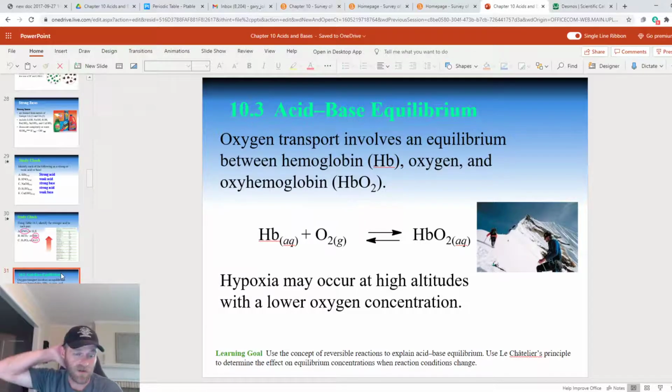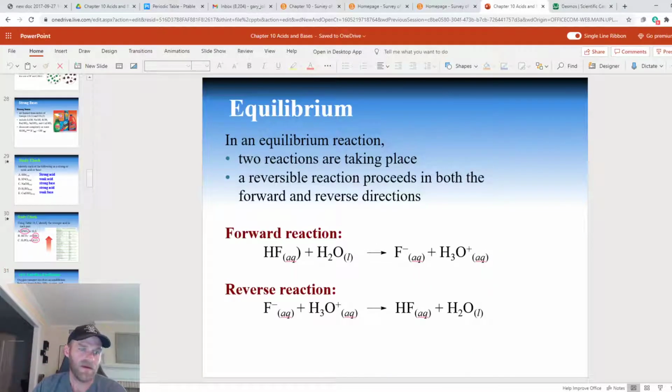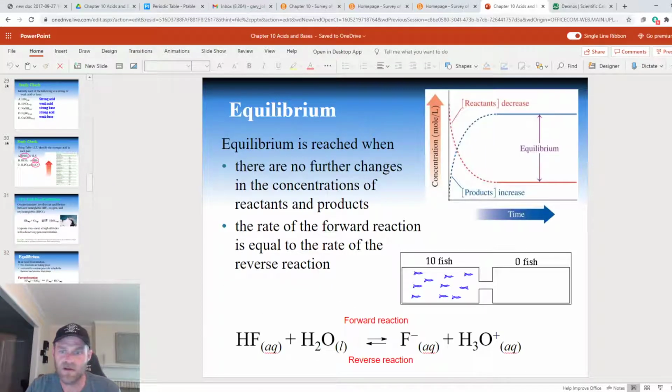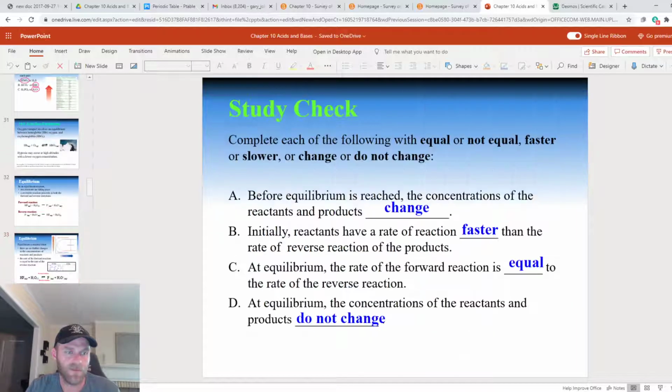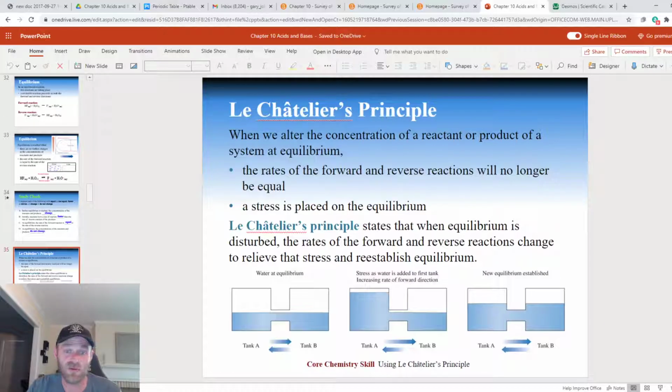All right, so now we're going to talk about equilibrium. Equilibrium is essentially just a balancing act. They got a good illustration here. Where's it at? I like to think about it like two tanks of water. Here it is. It's called Le Chatelier's principle.